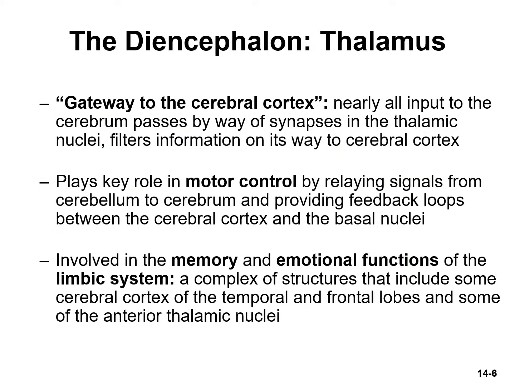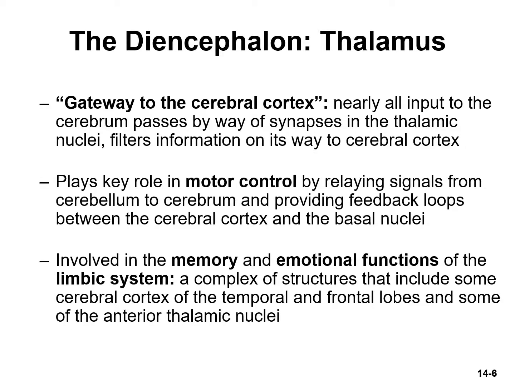The thalamus is often considered to be the gateway to the cerebral cortex because nearly all of the input to the cerebrum has to pass by way of synapses in the thalamic nuclei, and a lot of information is essentially filtered out here. So a lot of information doesn't come to our conscious attention. It doesn't need to go into the cerebral cortex. So most of the information that passes through here is essentially filtered out, but the information that does get to the cerebral cortex, by and large, passes through the thalamus.